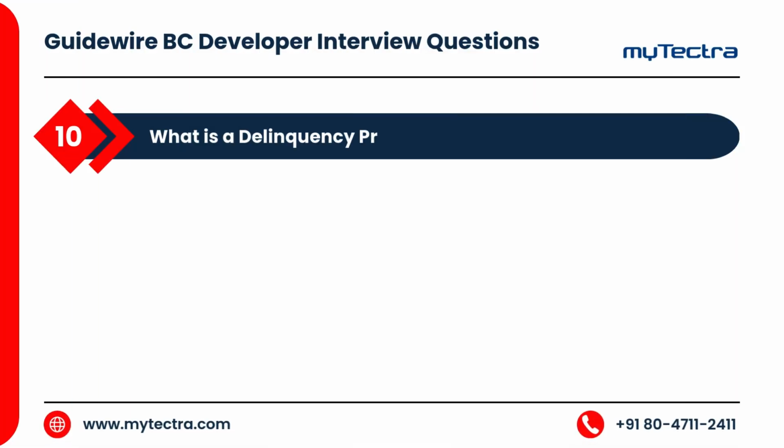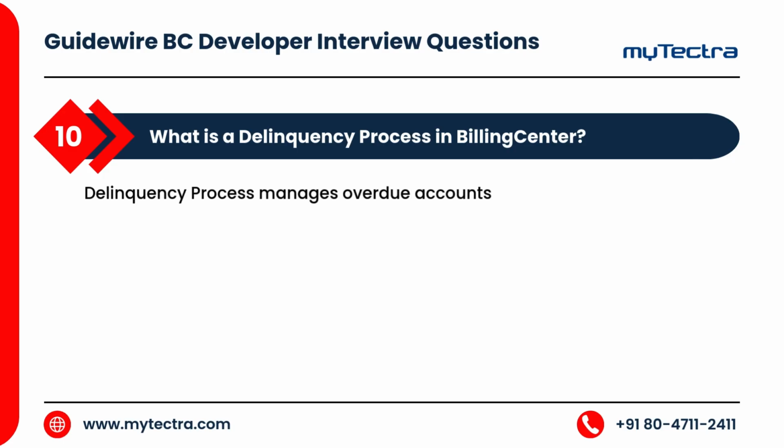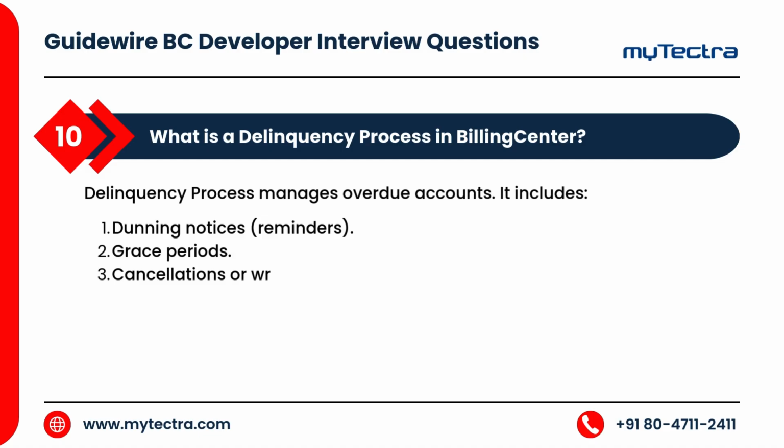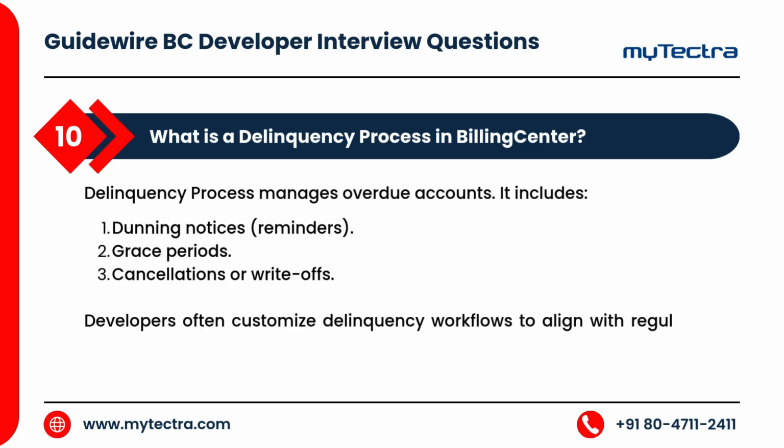What is a delinquency process in BillingCenter? The delinquency process manages overdue accounts. It includes dunning notices or reminders, grace periods, cancellations, or write-offs. Developers often customize delinquency workflows to align with regulatory or business requirements.